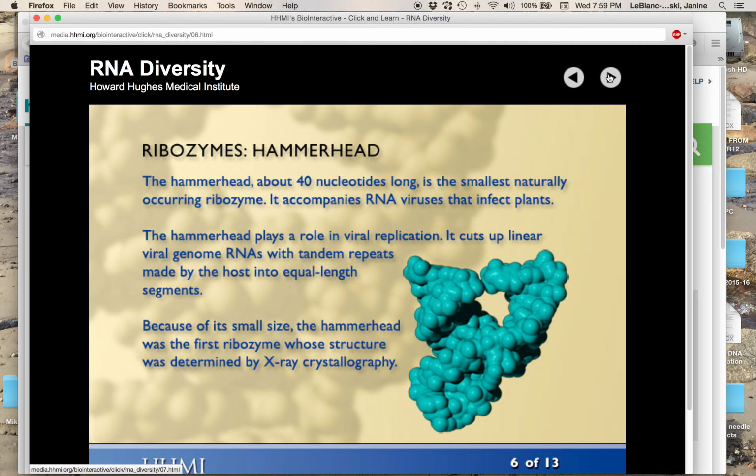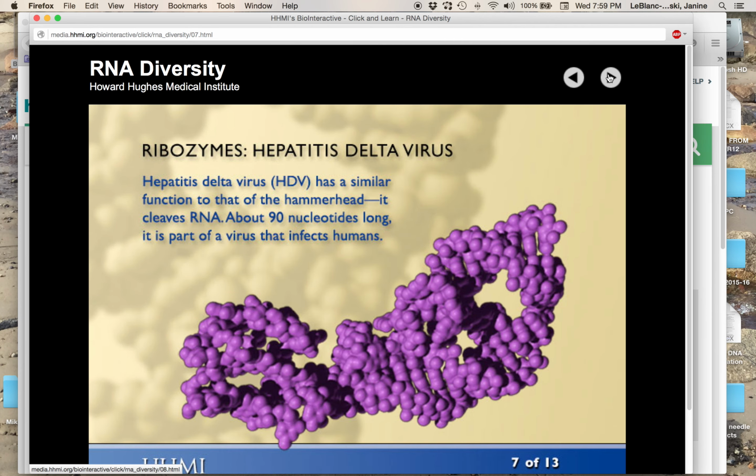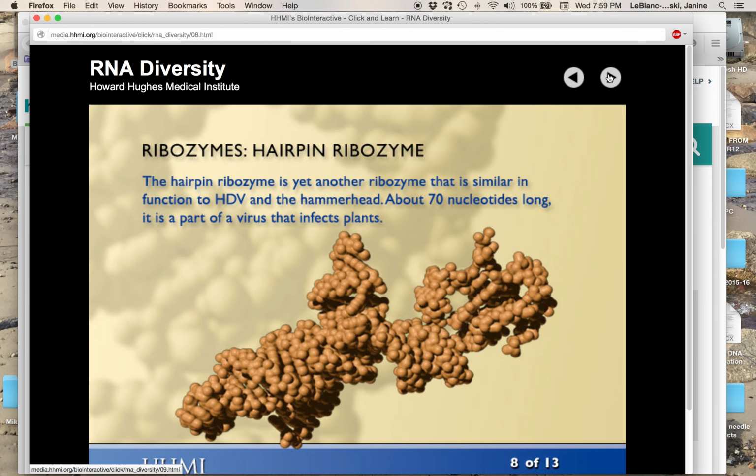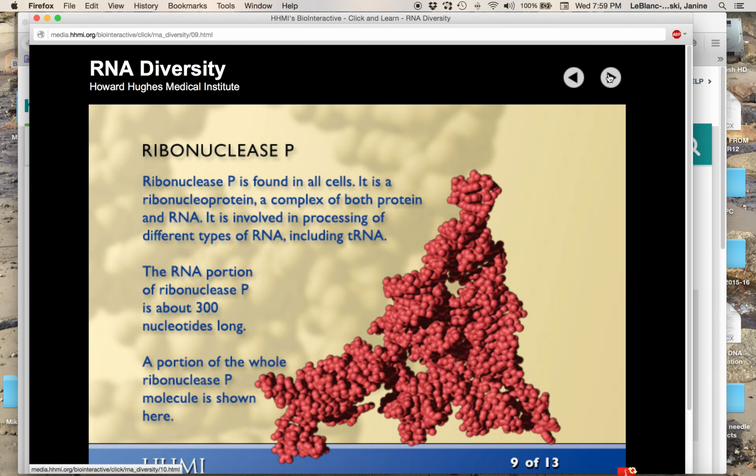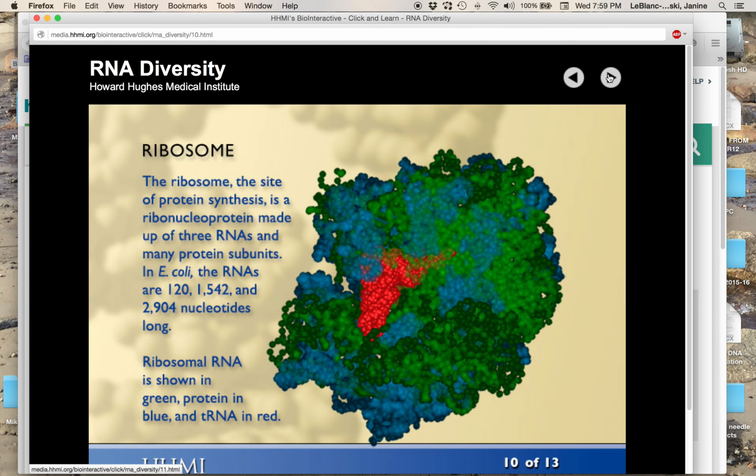hammerhead ribozymes, parts of viruses. The hepatitis Delta virus has one of these hammerhead ribozymes. Another ribozyme, RNA nuclease P, is another ribozyme. And the ribosome, the big factory inside every cell, many of them inside every cell that produce proteins, is actually a ribozyme. The catalytic portion of the ribosome is comprised of RNA.